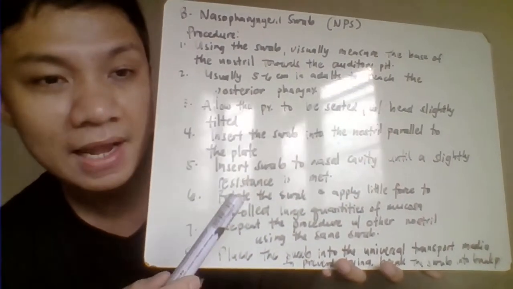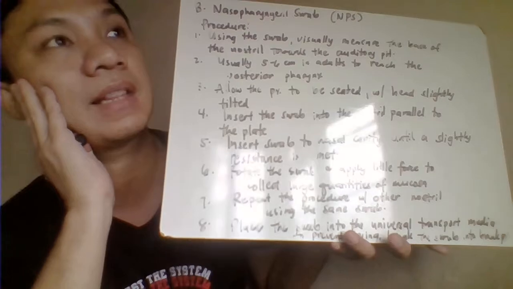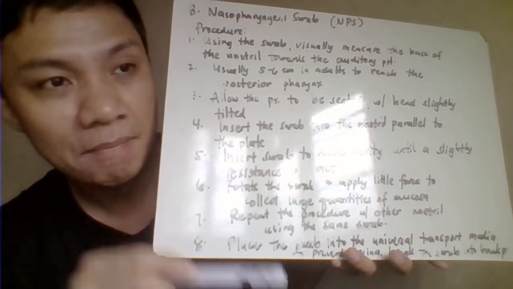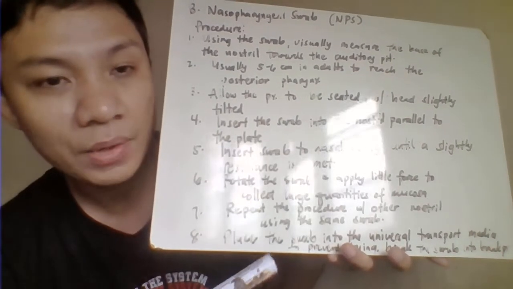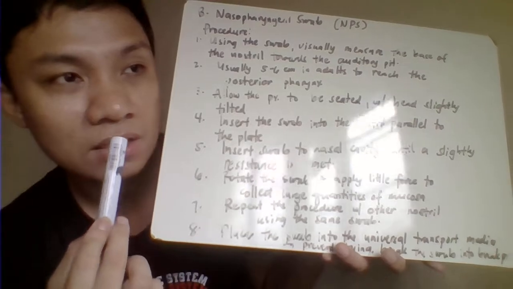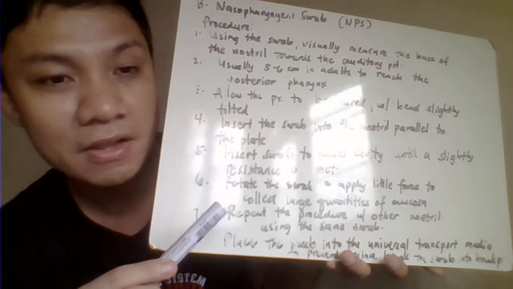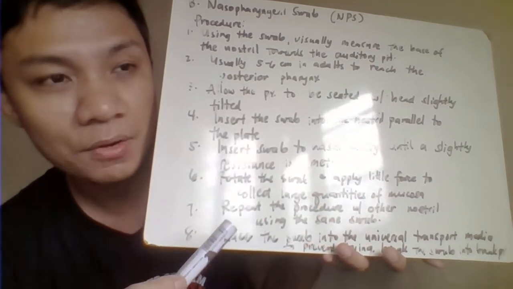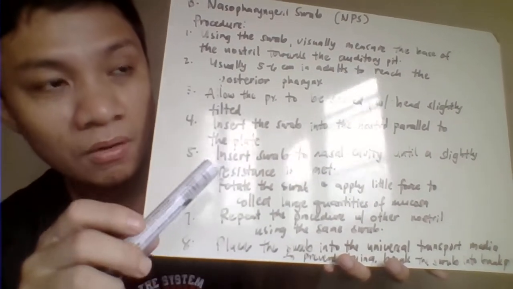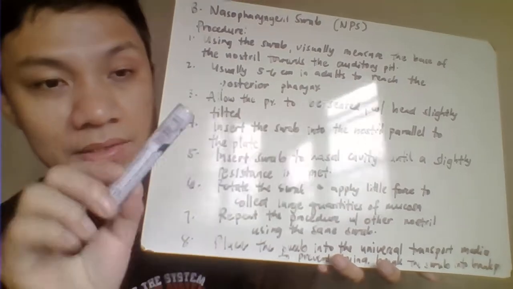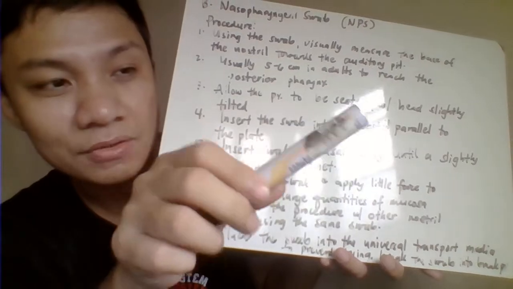Okay, procedure for this one: allow the patient to be seated in a comfortable manner and slightly tilt the head of the patient, so it is easier to insert the swab. With your swab, you insert it into the nostril, going straight in, until you reach the posterior pharynx. So how do you know? Some swabs have a marker or mark showing how far to insert. Or if you feel resistance and it can't go further, you have reached the end, so start to rotate.